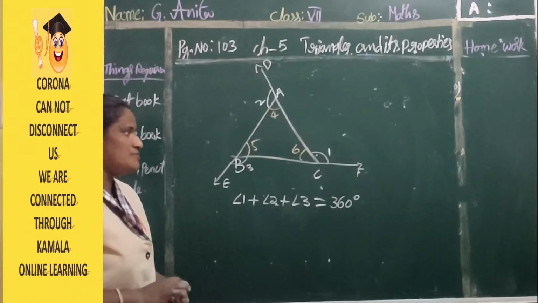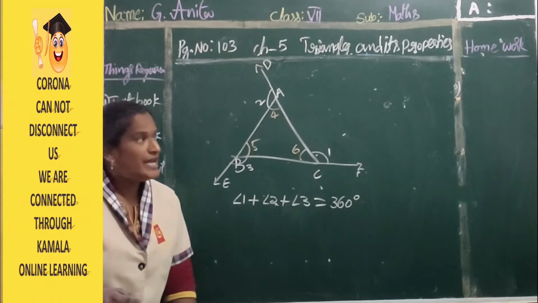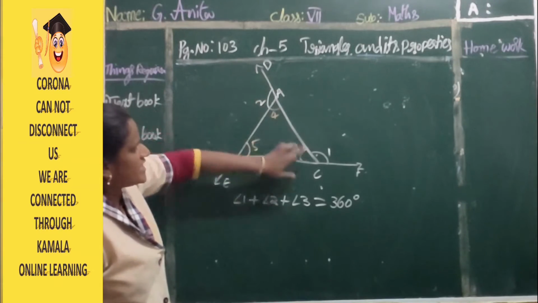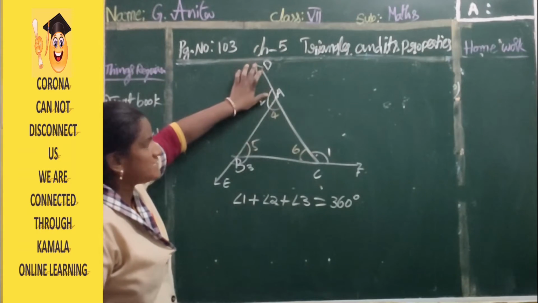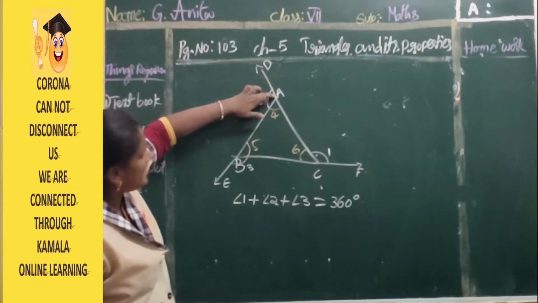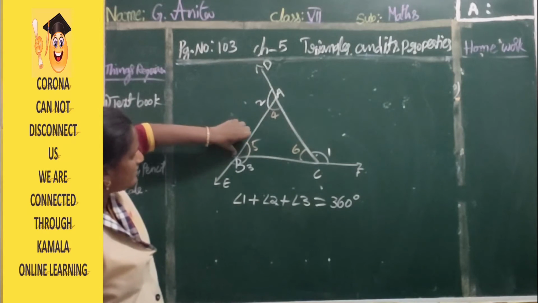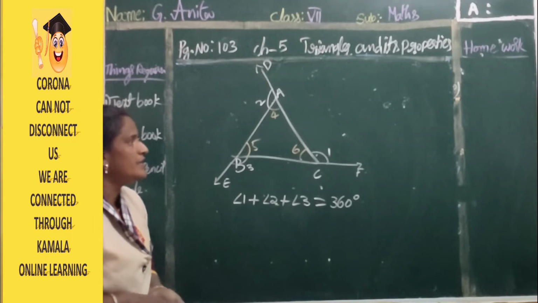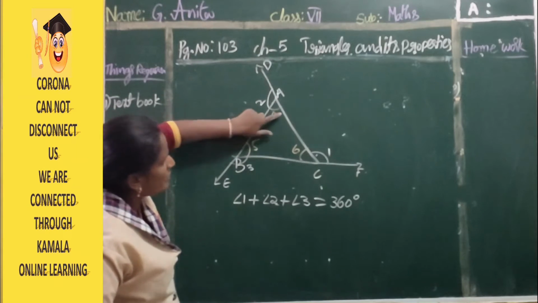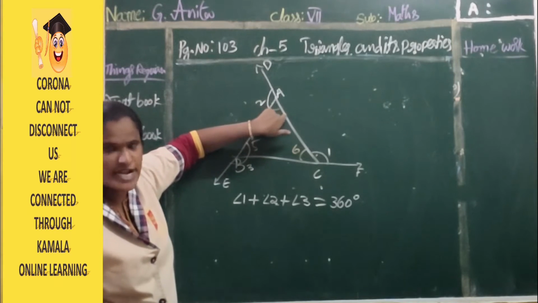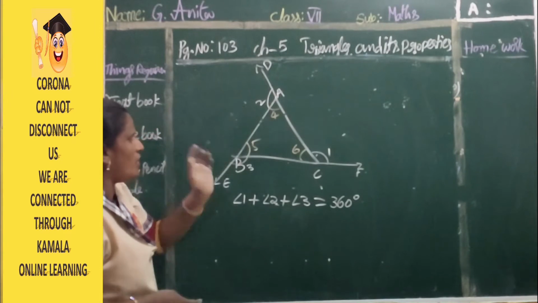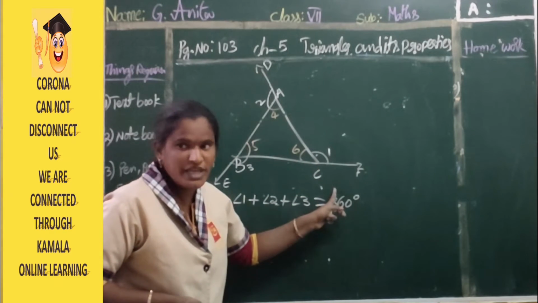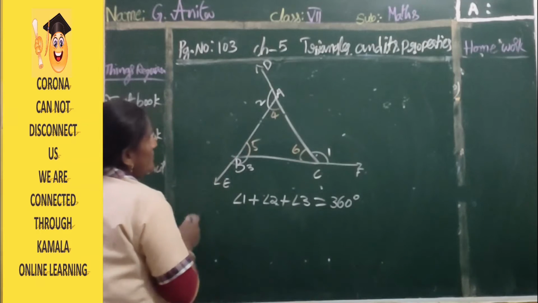So first observe this whole diagram. How many lines are there? Observe, this is one straight line. They consider CD as a straight line, AE as a straight line and BF as a straight line. Yes or no? So we consider it like that only. So here a linear pair is formed, because this is a straight line. Here also a linear pair is formed, and here also a linear pair is formed. Okay, clear, children?